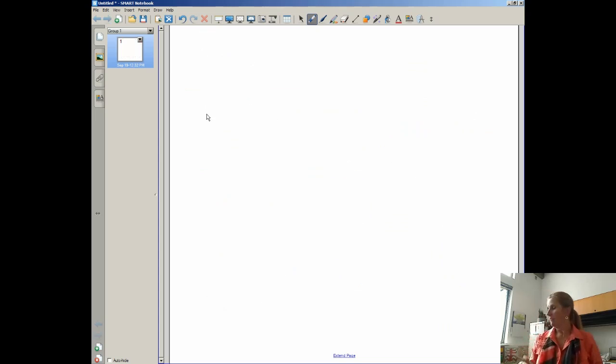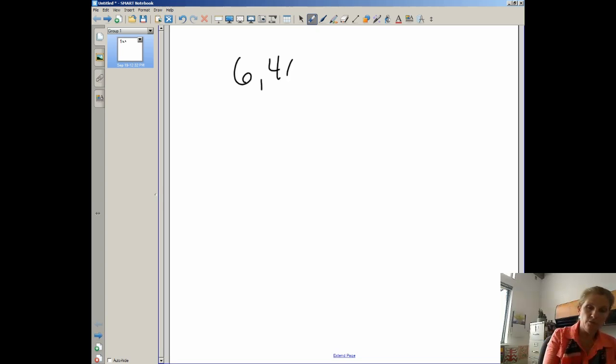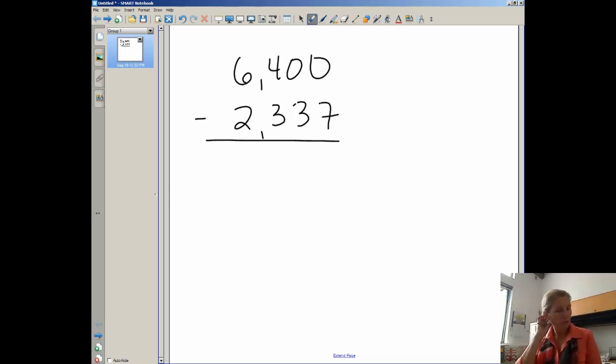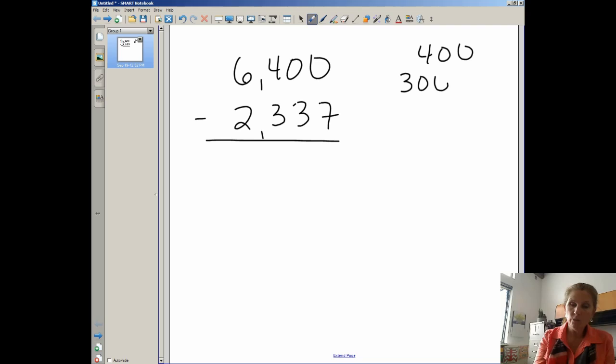All right, the last one that I have on there looks like 6,400 minus 2,337. So I'm going to again borrow over 2 places. I can't subtract 7 from 0. Remember, I'm going to borrow from that 400. So I had 400, I'm going to write that as 300 and 100. The 300 is what I'm going to have left after I take that 100 away.